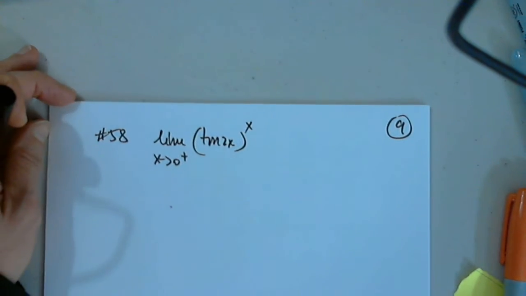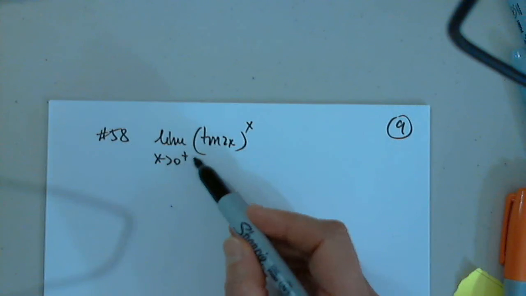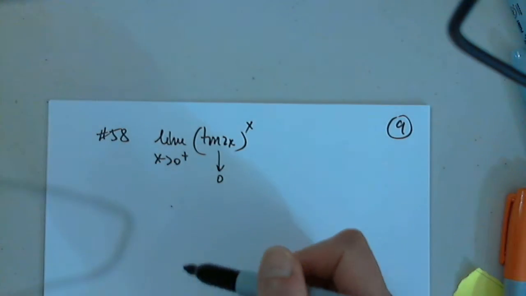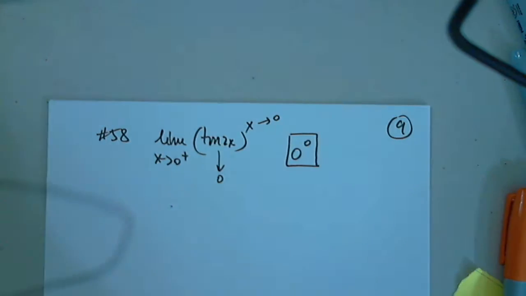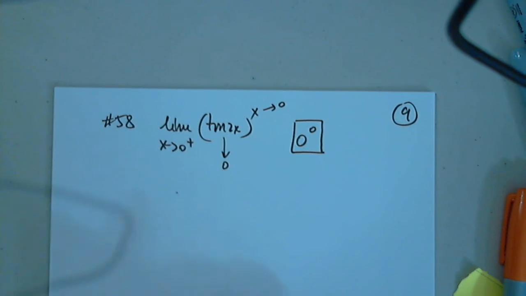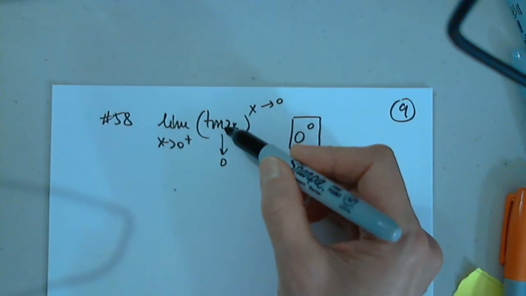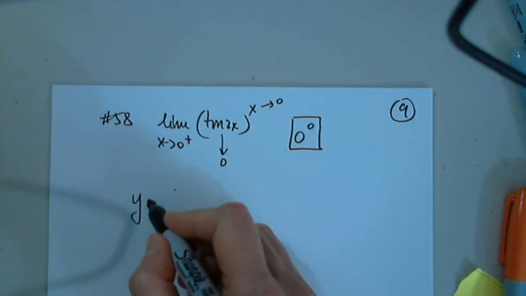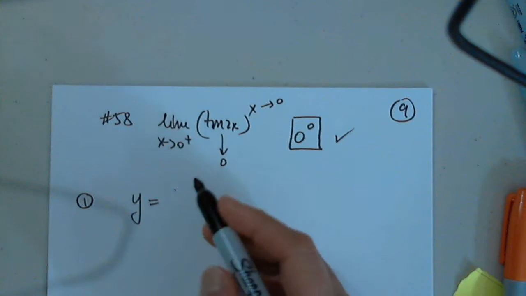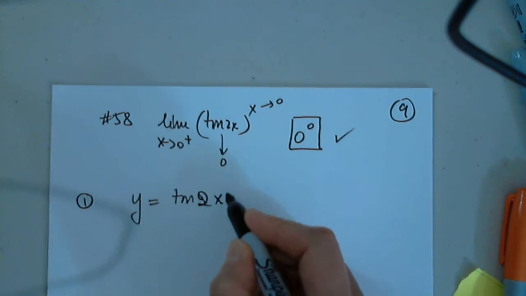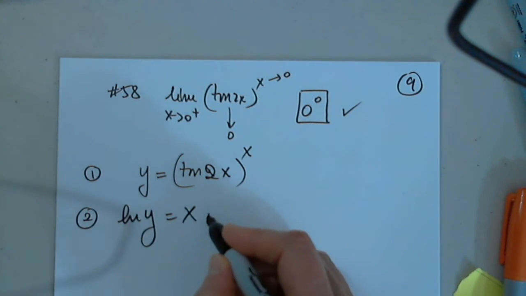Okay, great job. So when x approaches 0, tangent of x approaches 0, and the exponent approaches 0, so 0 raised to 0 is an ugly situation. It's one of the indeterminate powers, we don't know what this will come out to be. Because we have a function raised to another function, we denote the function. So this is step number 1, the long procedure for this: y equals tangent of x raised to x. In step 2, we apply natural log to both sides.